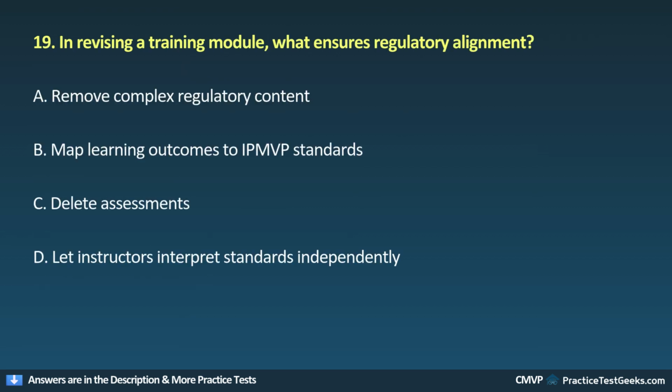19. In revising a training module, what ensures regulatory alignment? A. Remove complex regulatory content. B. Map learning outcomes to IPMVP standards. C. Delete assessments. D. Let instructors interpret standards independently.